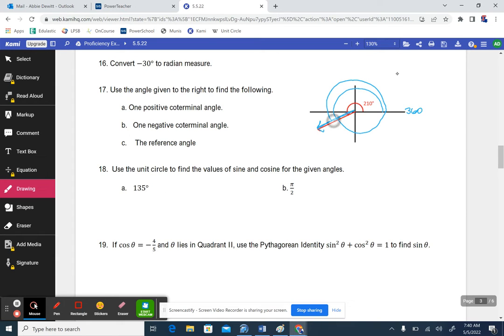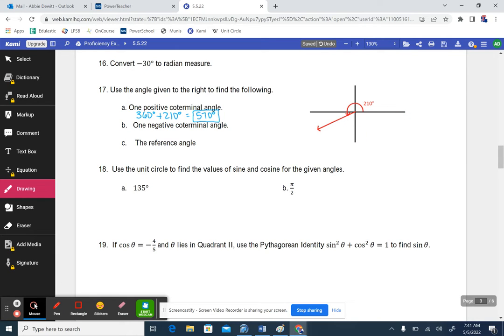So you're still representing the same angle. Imagine going all the way around the unit circle to 360 and then continuing on to that 210 degree angle measure. So one positive coterminal would be where you add the 360, the complete entire rotation, plus the 210 degree rotation. When you add them together, you get 570 degrees. So that's another positive coterminal angle measure of that 210 measurement.